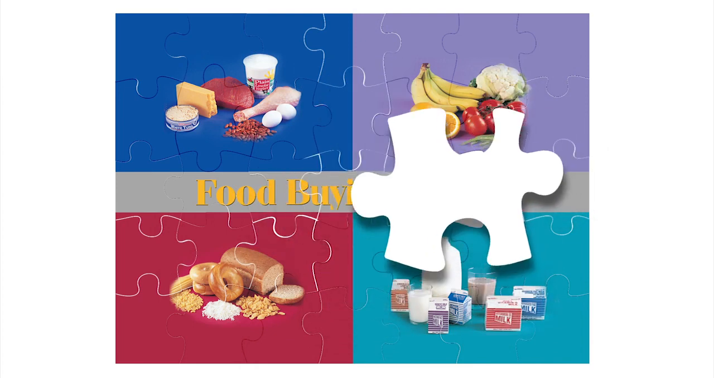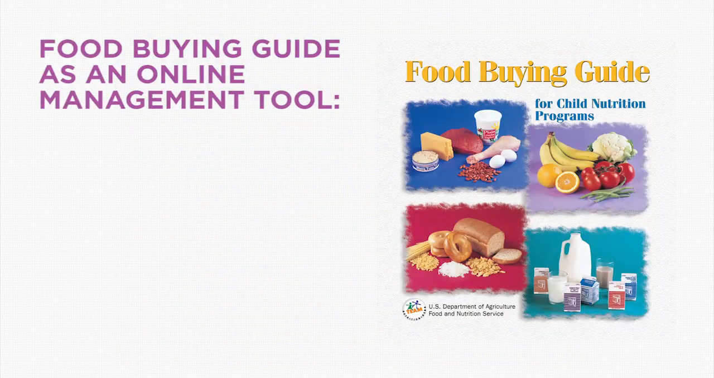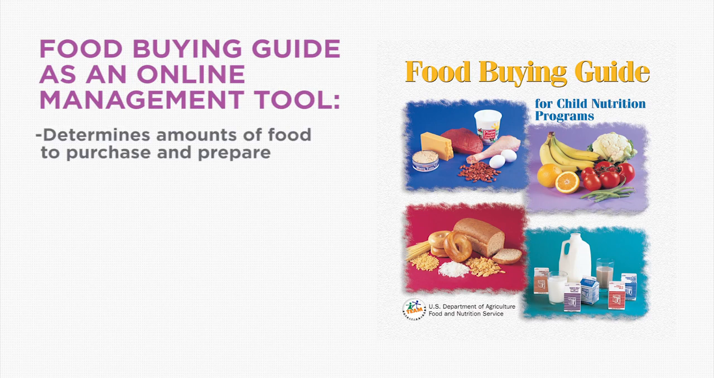The answers to these questions and many more can be found in the Food Buying Guide for Child Nutrition Programs. The Food Buying Guide is an online management tool for how much food to include in the recipes, which ultimately determines how much food to buy and prepare. It can also be printed out and kept in your kitchen as a handy resource at your fingertips.